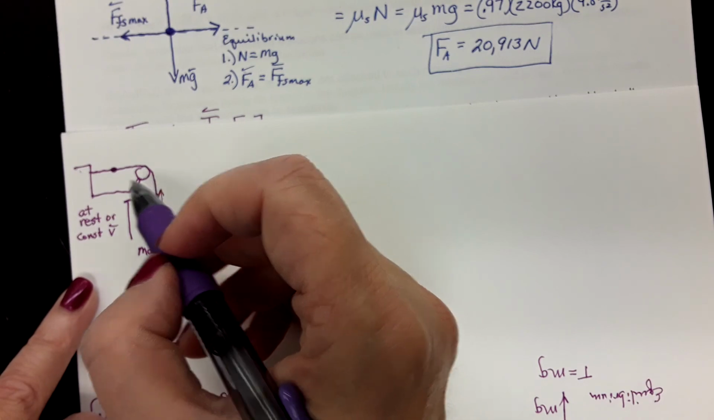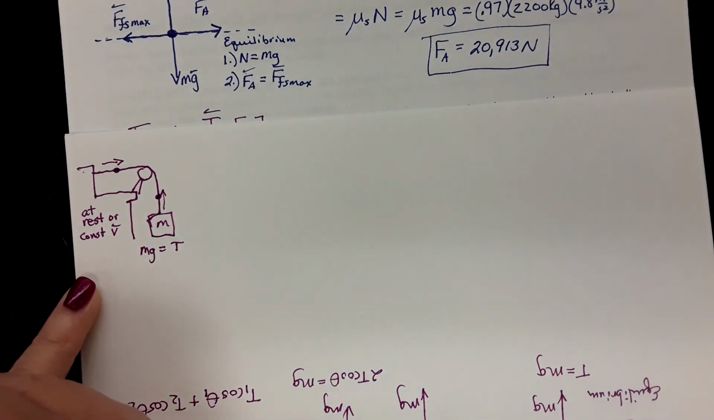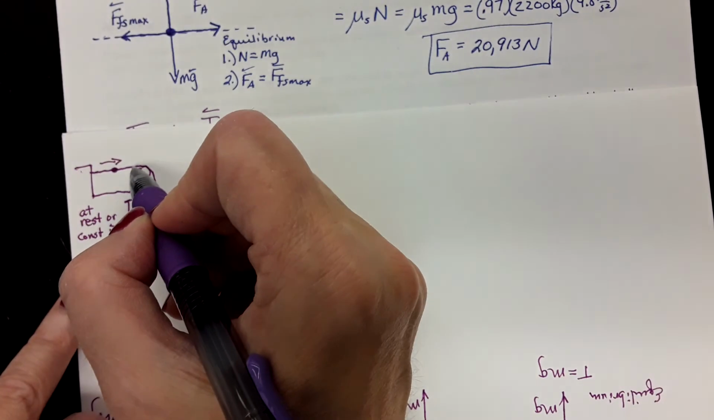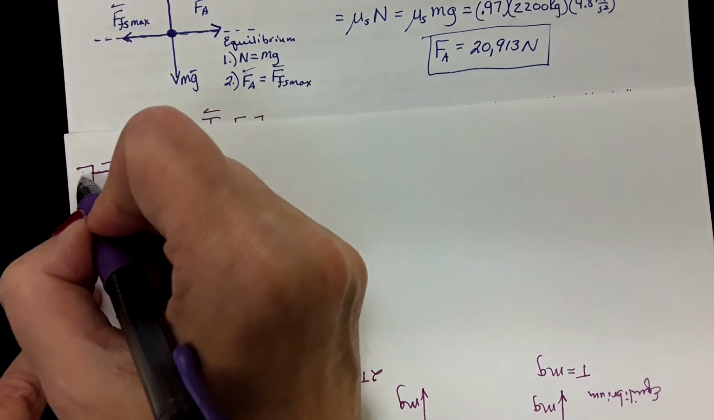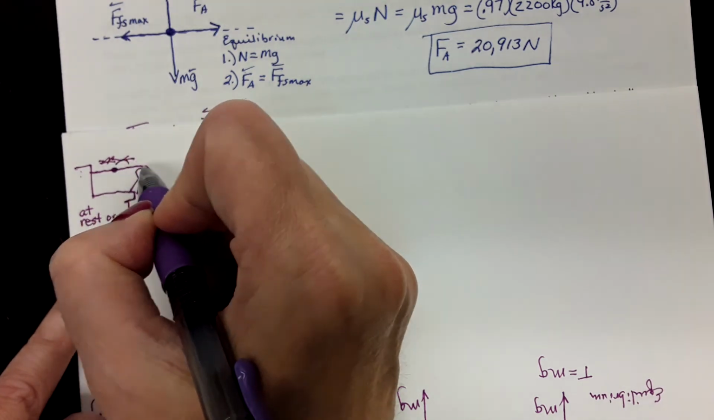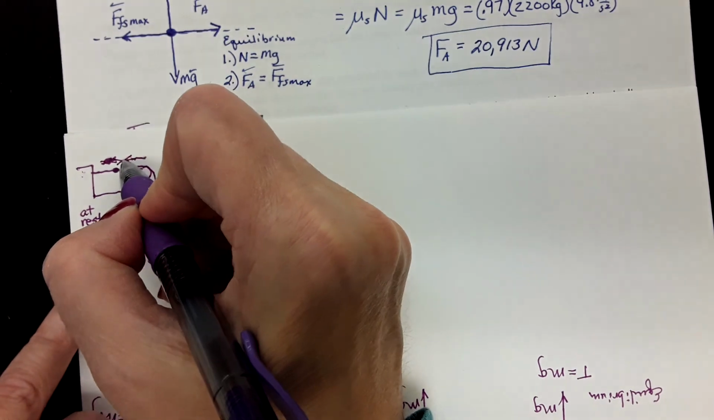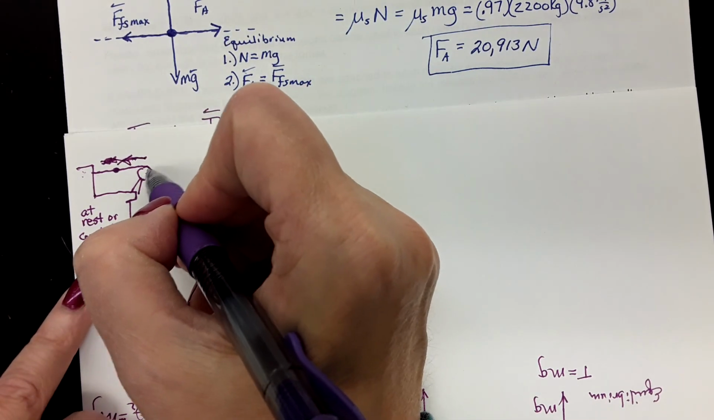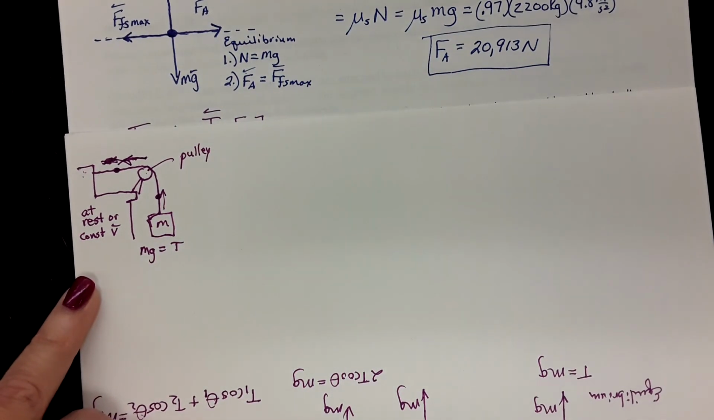Now, it's also pulling this way on this block. All right, so what happens? Well, it's pulling this way on this block, but you could still look at it as pulling this way from that block. So let's just look at that little block. Let's not worry about that one. Okay, so all the pulley does is change the direction of the tension. That's it. That's what a pulley does. It changes the direction of a tension.